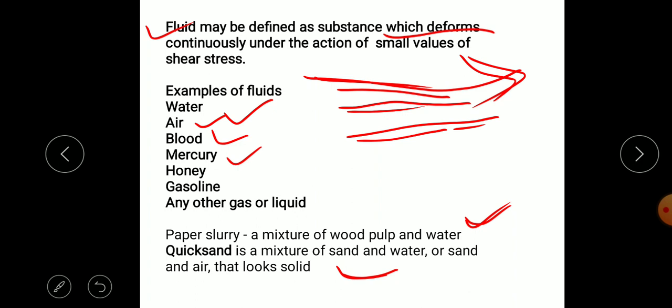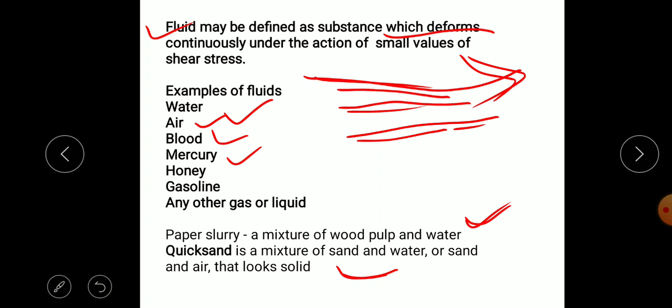Now aircraft and automobiles are moving with a higher velocity, and along with them air is moving. So air will exert a pressure or force on these automobiles. So while designing the shape of these aircraft or automobiles, we have to consider the force exerted by the air.